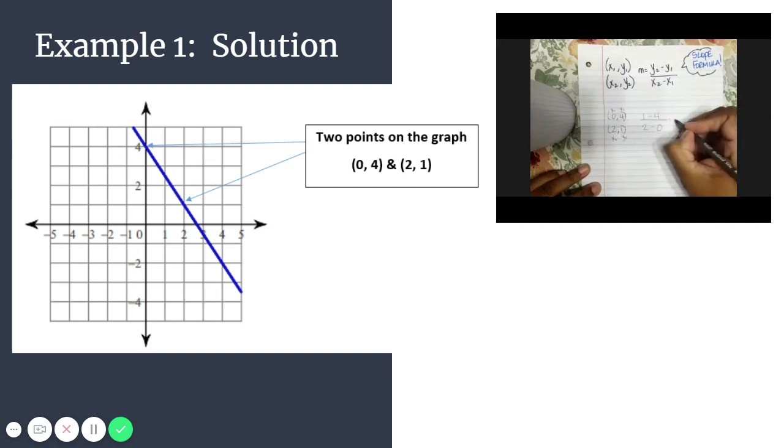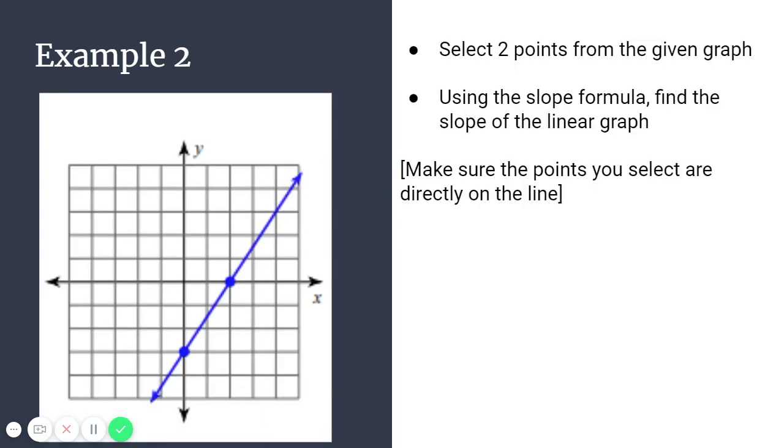And of course, you can simplify this using mental math, or you are welcome to use your calculator. So I have 1 minus 4, which is going to give me -3, and 2 minus 0, which is going to give me 2. And so my slope is -3/2. On to example number 2.